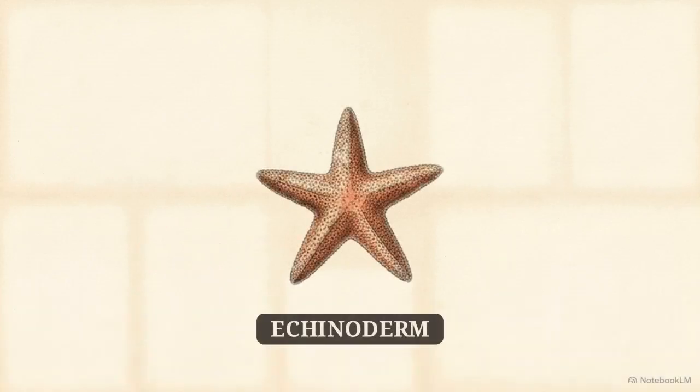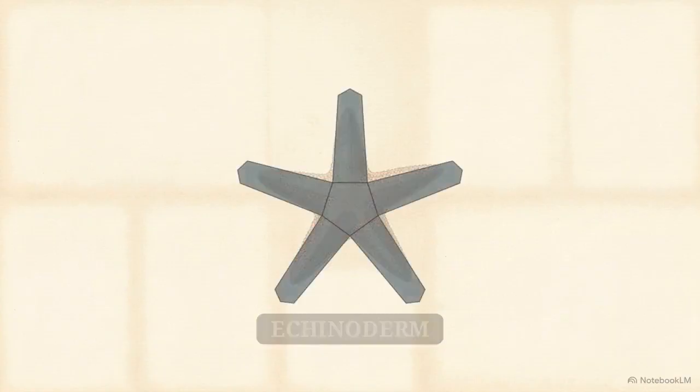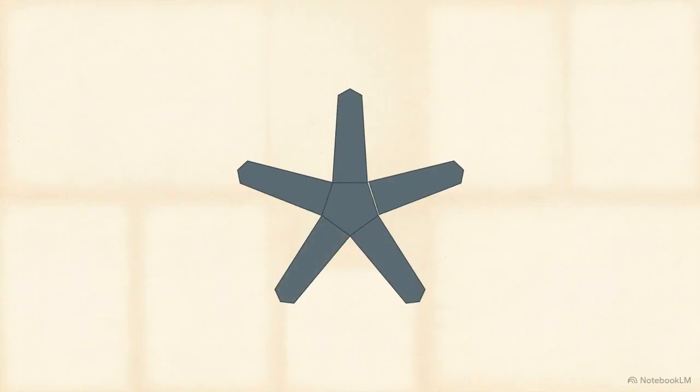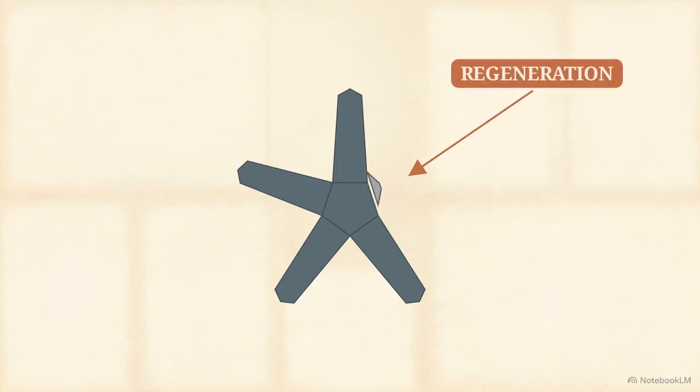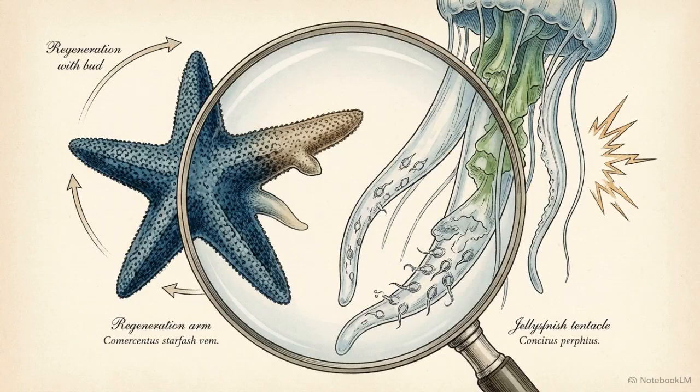The starfish is an echinoderm, usually identified by its 5-armed, star-shaped body. A key feature often tested on exams is its ability to regenerate, allowing it to grow back arms lost to predators or accidents. Without a skeletal backbone, these invertebrates rely on specialized biological tools, from the starfish's regeneration to the jellyfish's stinging cells, to survive and hunt.